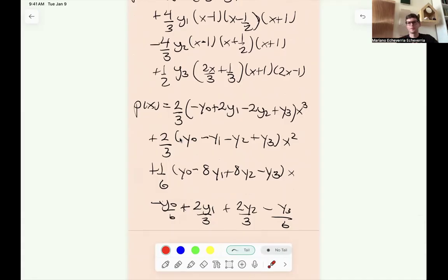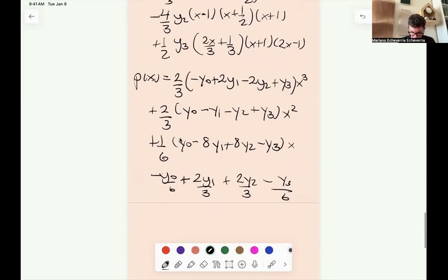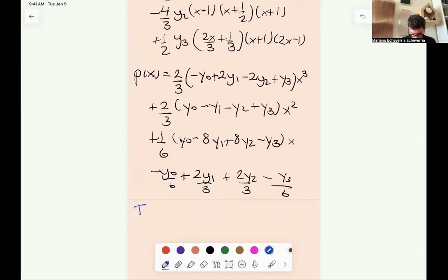But once you have the polynomial, which again I'll give you, then you just find the derivative of that polynomial, which is not too bad. So you find the derivative. Okay, and so what is the derivative of this polynomial?